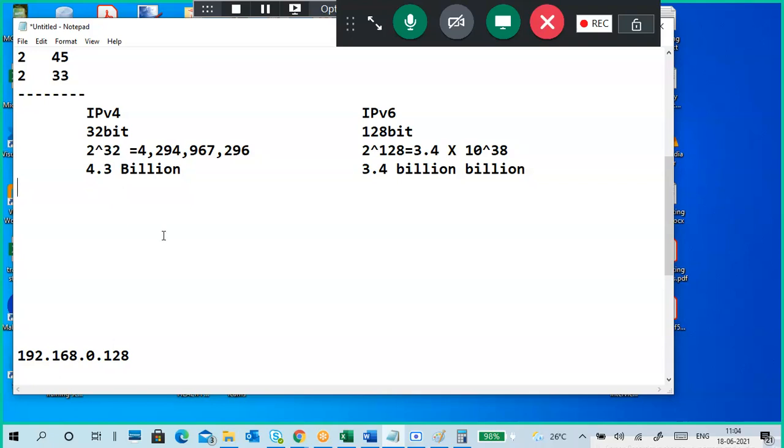I am not going much deeper into IPv6, but only one thing: IPv4 is represented in normal decimal format, like base 10 only. IPv6 is represented in hexadecimal format.